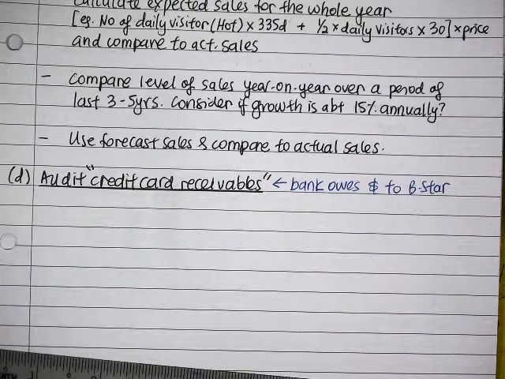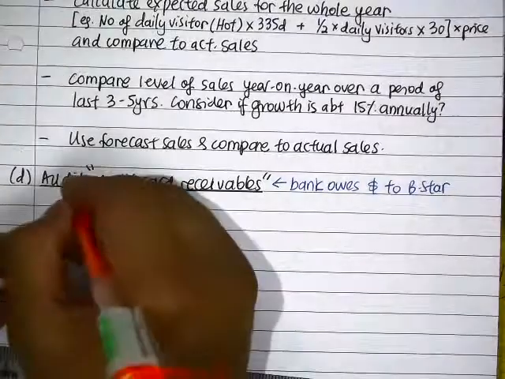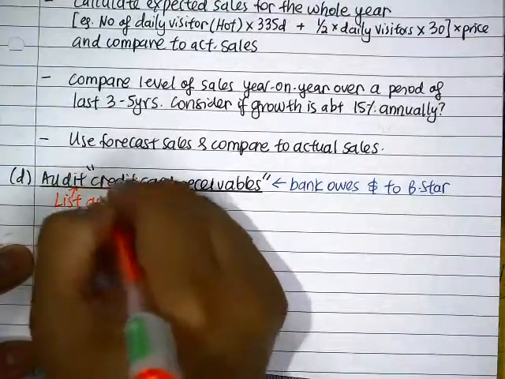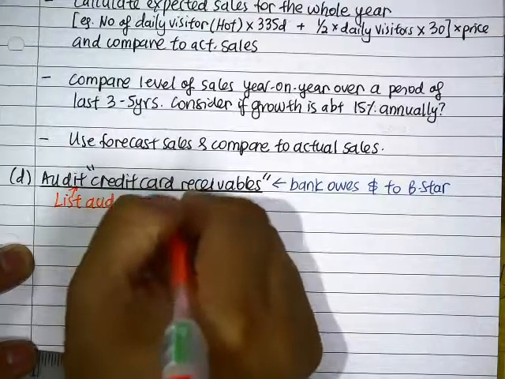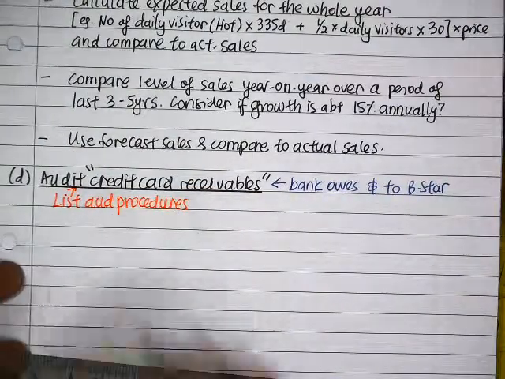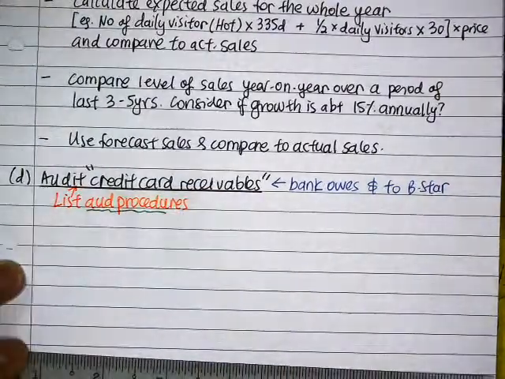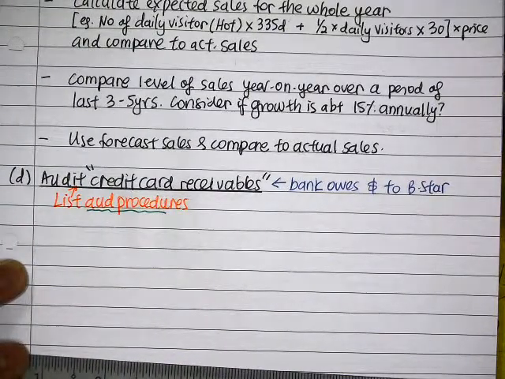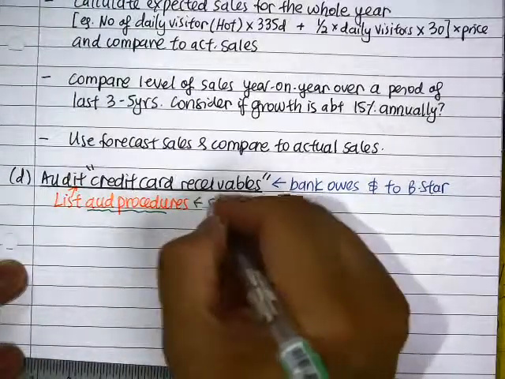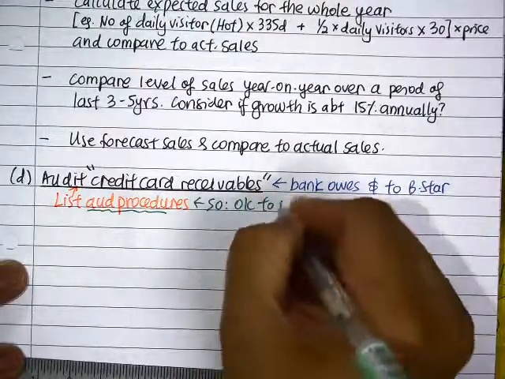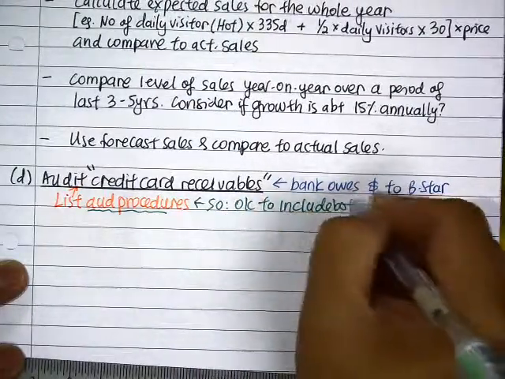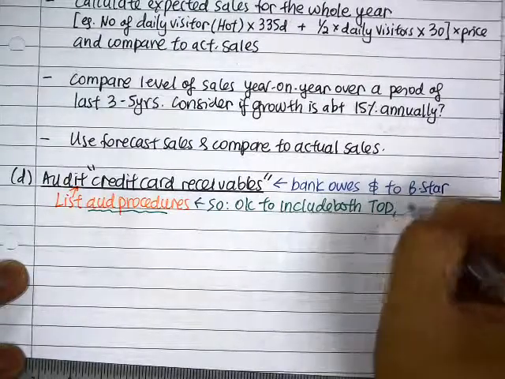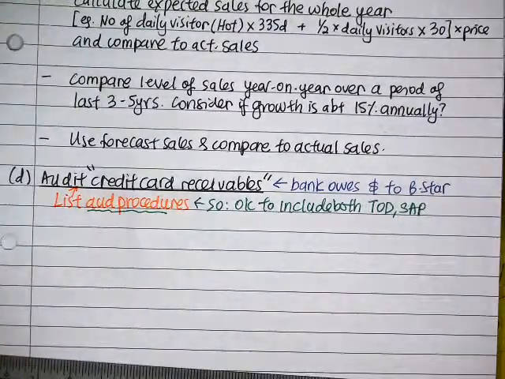Okay, now if you see the requirement given, the question says list audit procedure. That means the requirement is quite open, that you just have to give me anything that you do. So it's okay to include both your tests of detail as well as substantive analytical procedures.